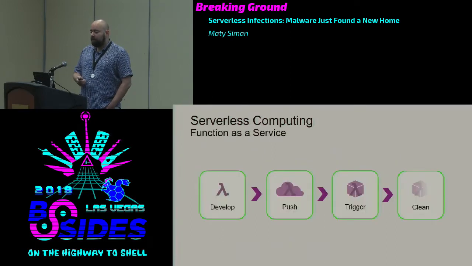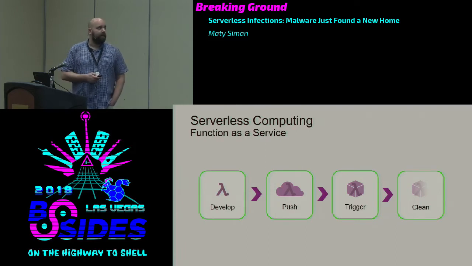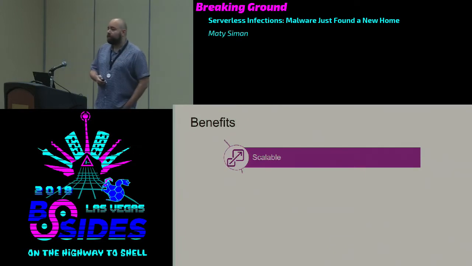The magic looks like this. All you need to do is to develop a function. You don't care about anything else. You push it or deploy it to the cloud, waiting for a trigger of some sort. We'll talk about these triggers in a second. When the trigger comes, the function is doing what it's supposed to do, and then it vanishes. It cleans, it dies, and that's it. No persistency, nothing stays after that.